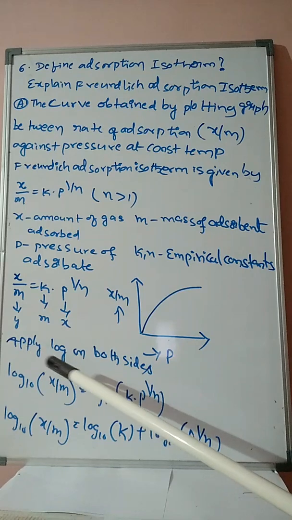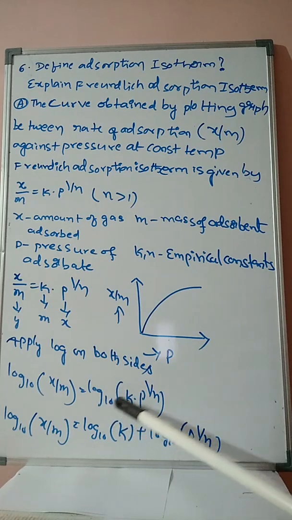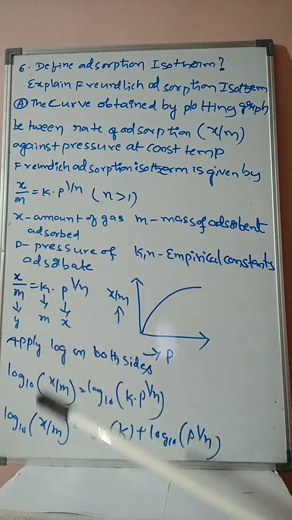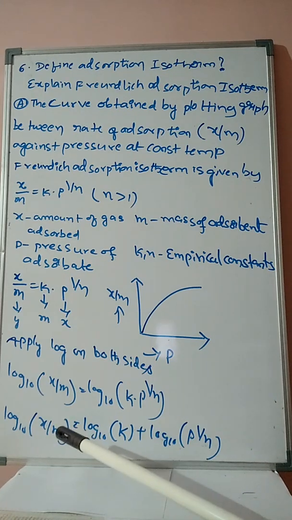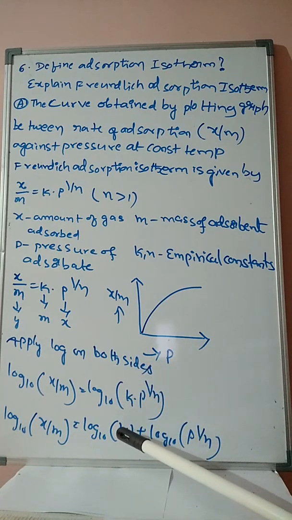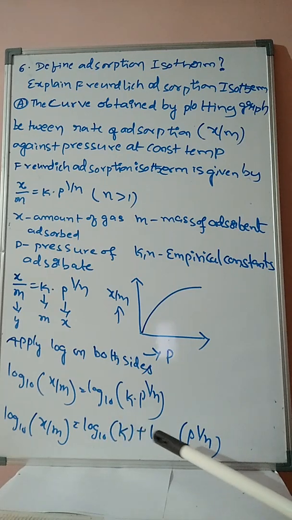Apply logarithm on both sides. That is log 10 x by m is equal to log 10 k into p to the power of 1 by n. Apply logarithm to this equation. Log 10 x by m. It is in the form of log a into b, that is log a plus log b, log k base 10 plus log p to the power of 1 by n base 10. Copy this, student.